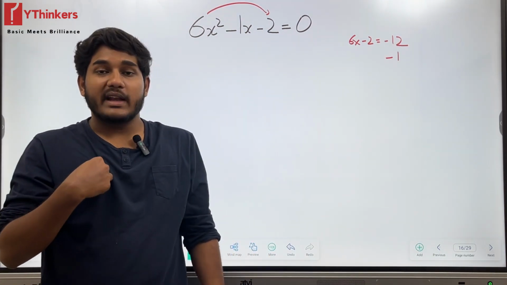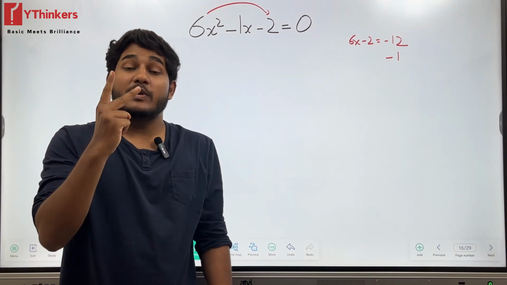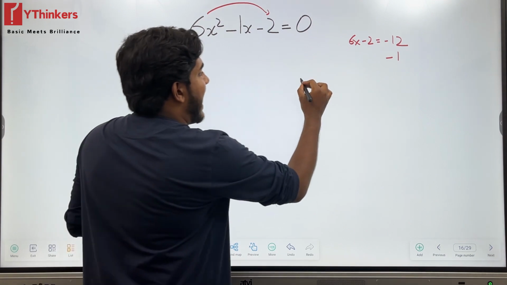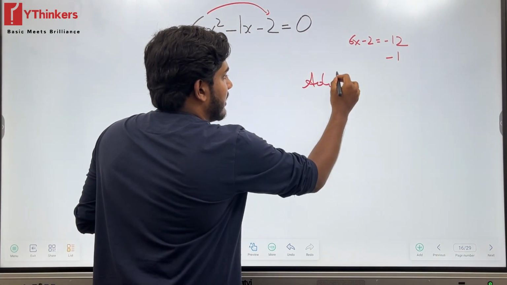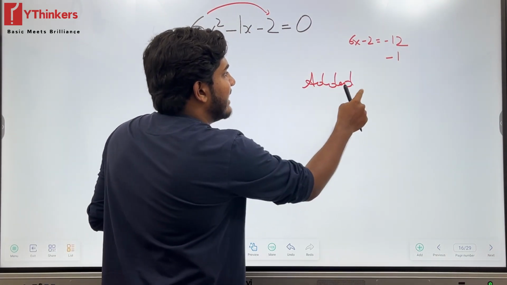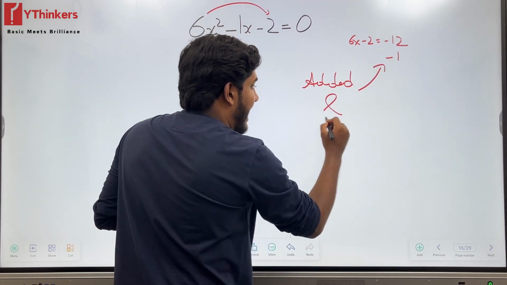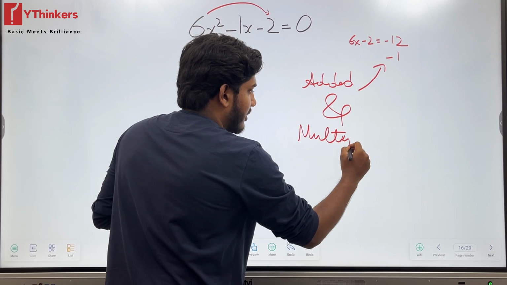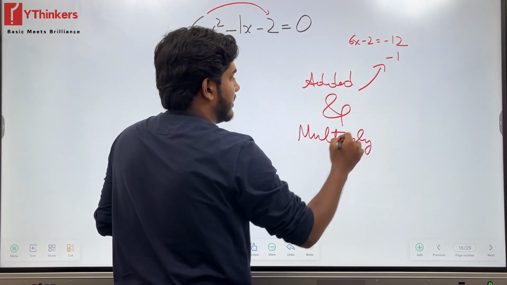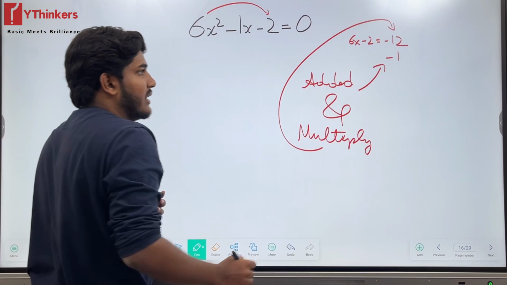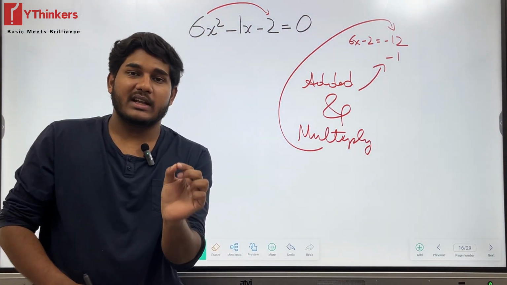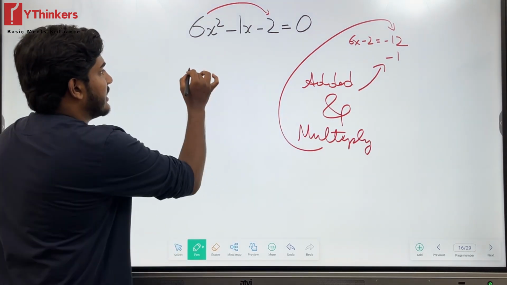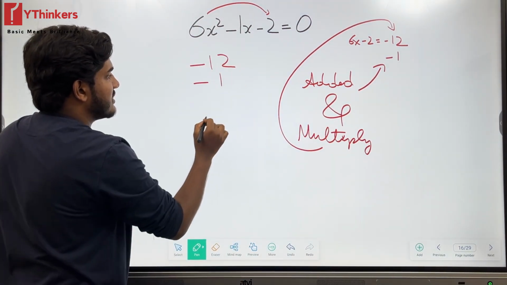I need to find out two numbers which when added give me -1, and which when I multiply give me -12. Okay, I know it's a bit confusing, but the moment we start factorizing you'll be able to understand. So let me write it down here, -12, -1.